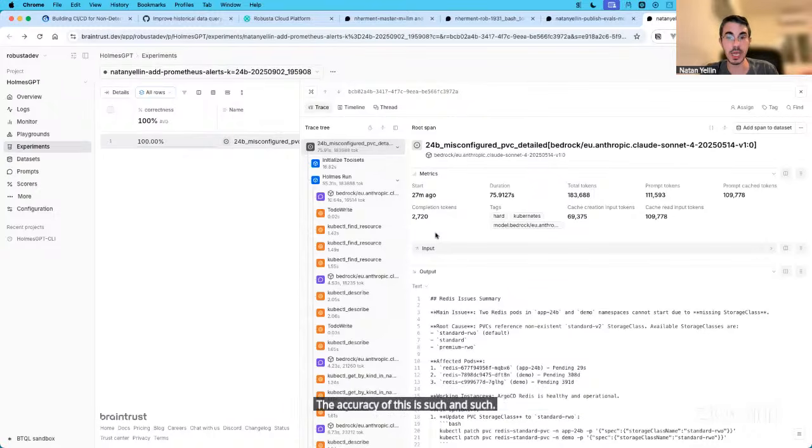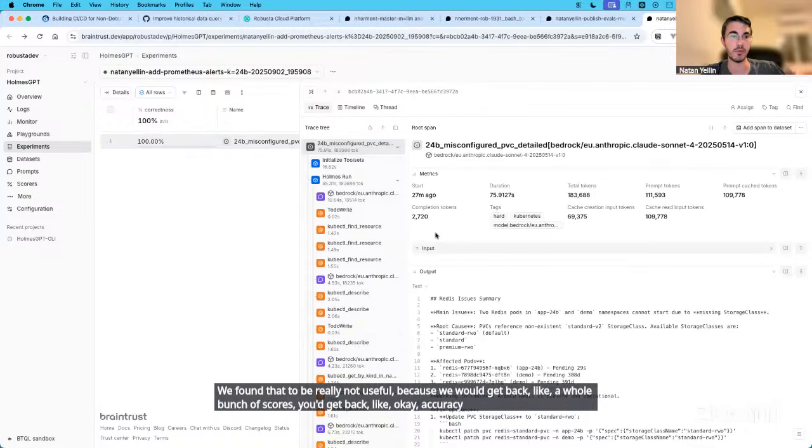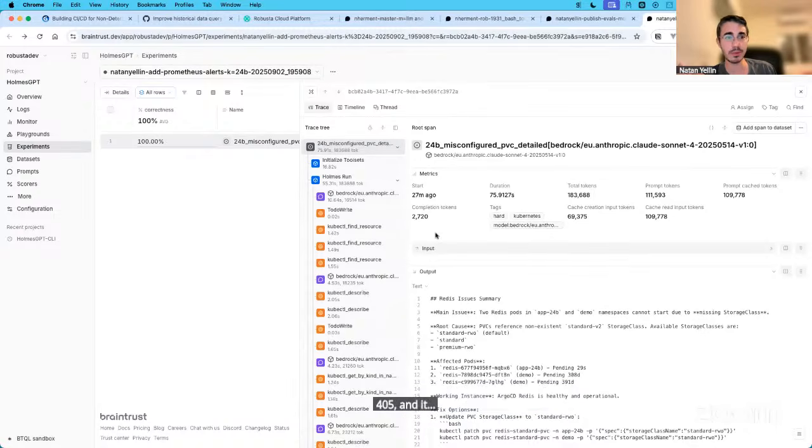For our use cases, we found that to be really not useful because we would get back a whole bunch of scores. You get back, okay, accuracy 3, and helpfulness 4 out of 5. And it turned out to be a lot dependent on the judge, and there wasn't a clear criteria on what it actually meant. And when we switched to these binary pass-fail evals, then suddenly everything became easy.